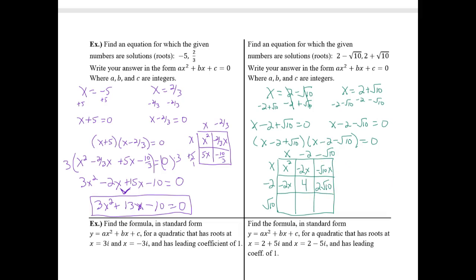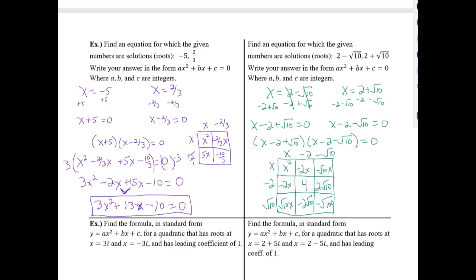Last row, x times the square root of 10 is the square root of 10x. Negative 2 times the square root of 10 is negative 2 square root of 10. And negative square root of 10 times a positive square root of 10, they're both under the radical, so we multiply them together, negative square root of 100.